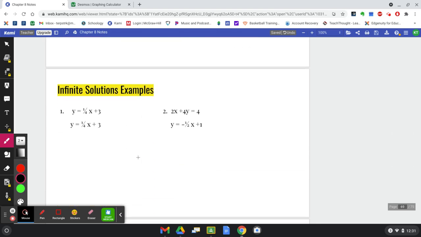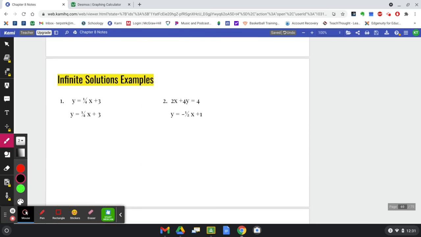Now, for infinite solutions, right, you can see here, if we were to draw a sketch of this, right, let's start with the first one at positive 3. And then we would go up 1, over 4.